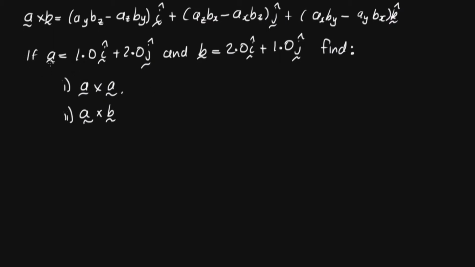Now, with our first question, if A is equal to 1.0i plus 2.0j, and B is equal to 2.0i plus 1.0j, we're asked to find firstly A cross A, and then secondly A cross B. Okay, now possibly you'll realize that because A and A are the same vector, they're parallel, so this has to be equal to 0. If you didn't, then you can substitute into the equation above.